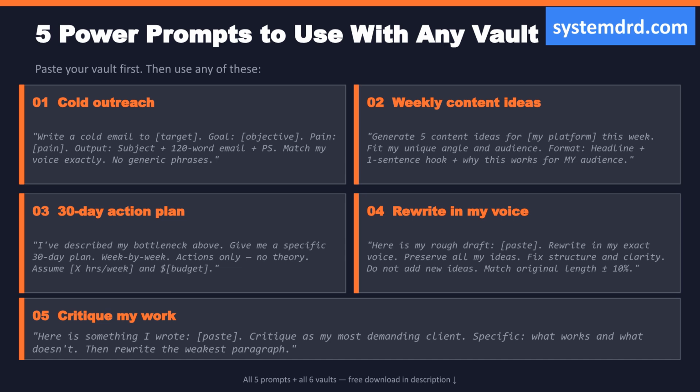These are the 5 prompts I use most with context vaults. The pattern is always the same: vault first, then the prompt. The vault does the heavy lifting, so the prompt can be precise about the specific task. The one that surprises people most is the critique prompt. Critique my work as my most demanding client. The AI knows who your demanding client is, making the critique specific. All 5 prompts are in the free download linked in the description.